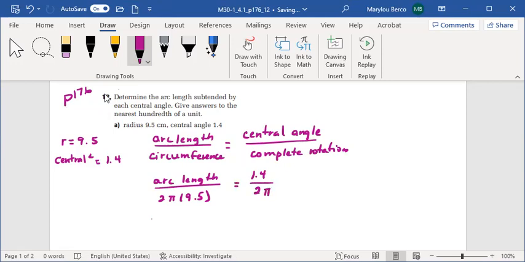So the arc length is equal to 1.4 by 9.5, which is approximately 13.3. I should put approximately here too. Okay, so the arc length is 13.3 centimeters. Centimeters is the arc length.